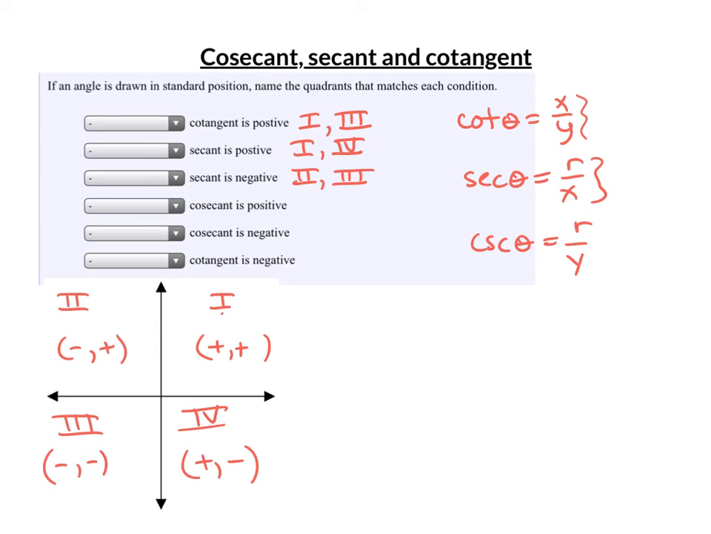Cosecant is positive. Cosecant is r over y. R is always positive 1. So where is y positive? That would be quadrants 1 and 2. Where is cosecant negative? Cosecant is r over y. R is always positive, so where's y negative? In quadrants 3 and 4.